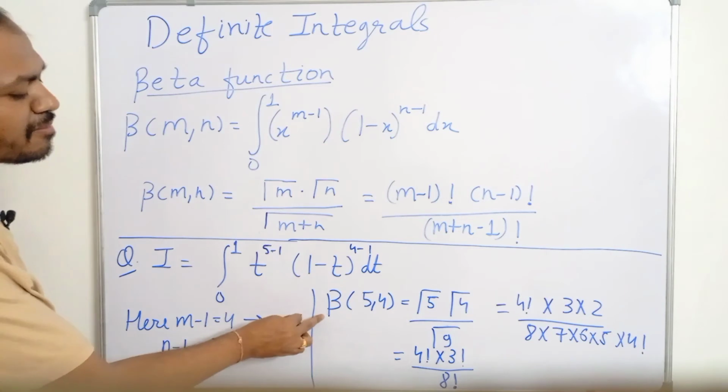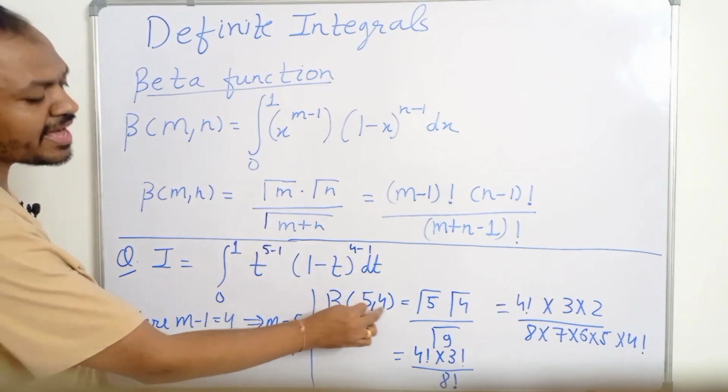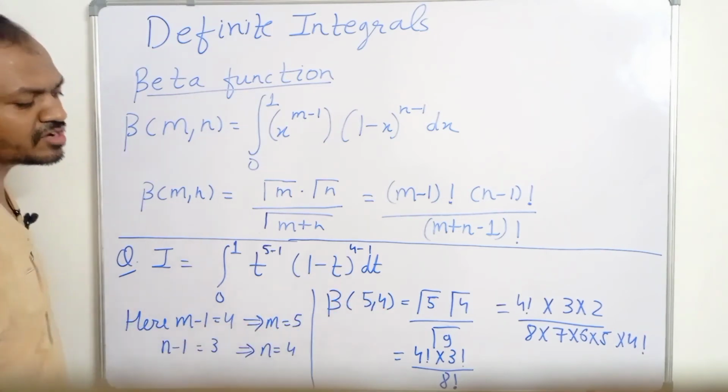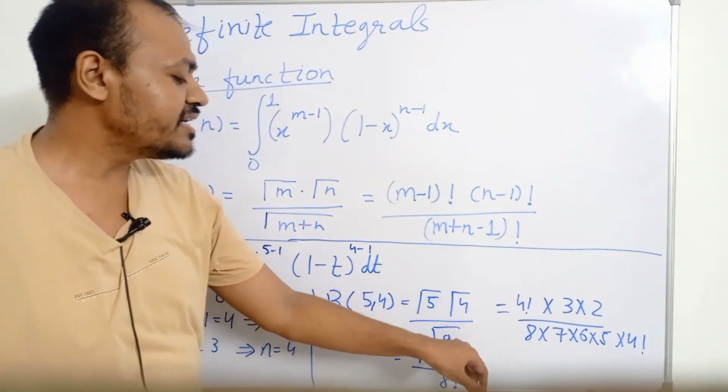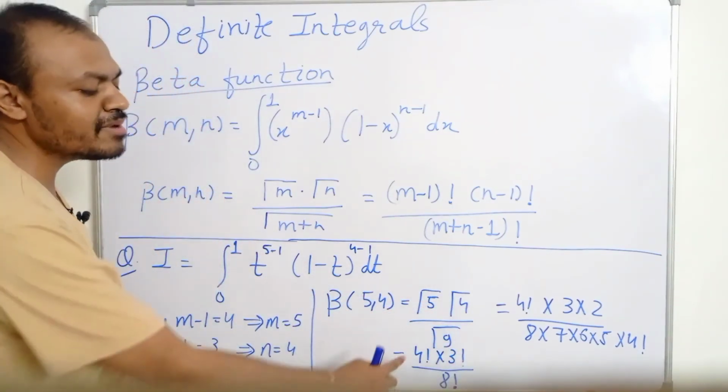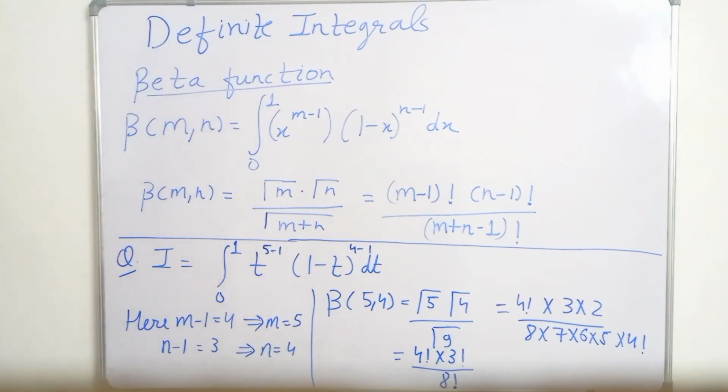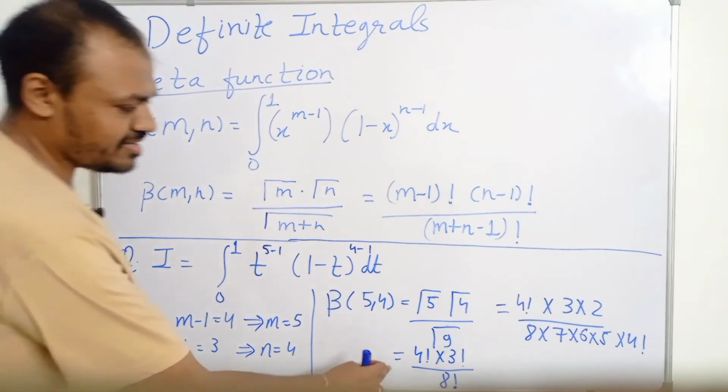So here the beta function will be beta of m comma n, where m is 5 and n is 4. So this is equal to gamma 5 into gamma 4 divided by gamma 9. Gamma 5 can be written as 4 factorial, gamma 4 can be written as 3 factorial, and gamma 9 can be written as 8 factorial.